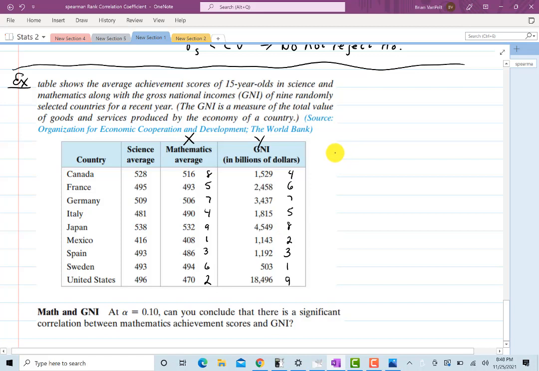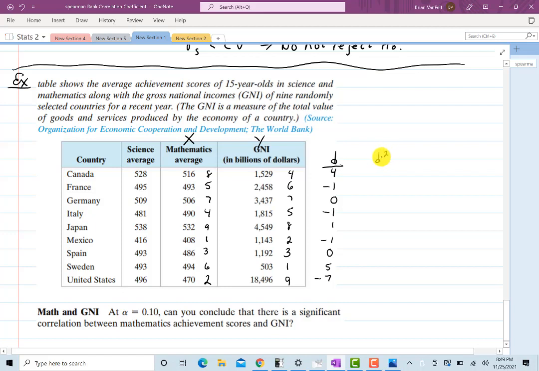And now let me get their differences. So I'll start with this first one. 8 minus 4 gives me 4. 5 minus 6 gives me negative 1. 7 minus 7, there's a 0. 4 minus 5 is negative 1. 9 minus 8 is 1. 1 minus 2 is negative 1. 3 minus 3 is 0. 6 minus 1 is 5. 2 minus 9 is negative 7.